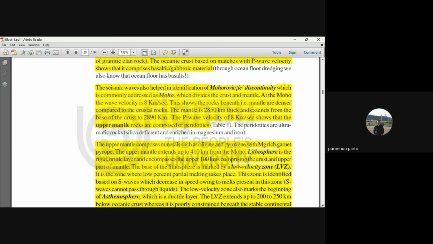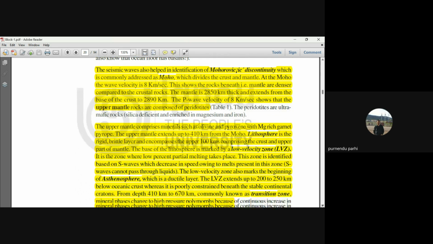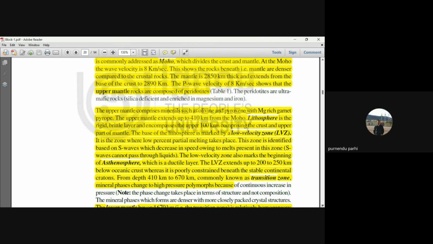The mantle is 2850 km thick and extends from the base of the crust to 2890 km. The P wave velocity of 8 km per second shows that the upper mantle rocks are peridotites. The upper mantle comprises minerals such as olivine and pyroxene, with the magnesium-rich garnet pyrope. The upper mantle extends up to 410 km from the Moho.